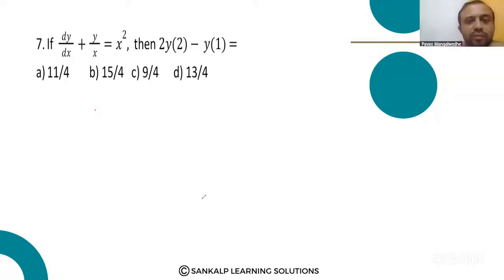So students, sorry for the interruption of the screen. Okay, now just try to find the answer of 2y of 2 minus y of 1. What is the value of this?